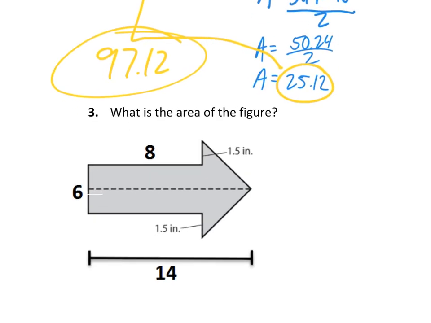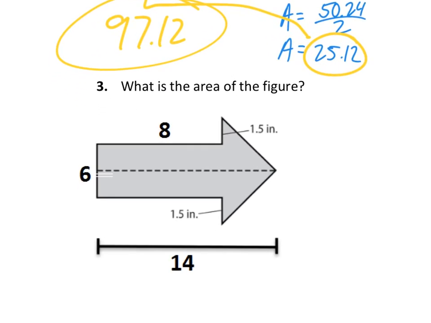On to number 3. Here I've got two different shapes to work with. Don't let the dashed line going through the center confuse you. First, we are going to work with the rectangle because that's pretty straightforward and simple. So the area of the rectangle is going to be base times height. So I'm going to be doing 8 times 6, and I have an area of 48.